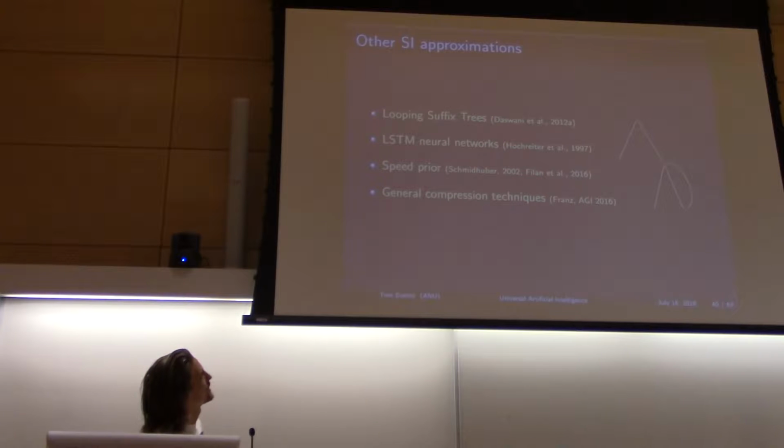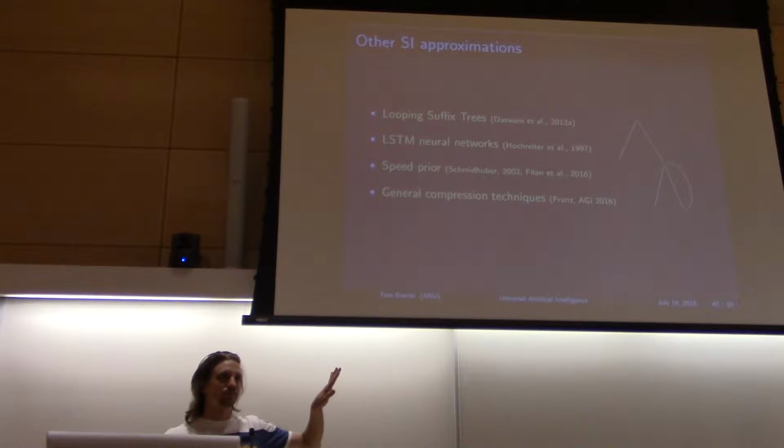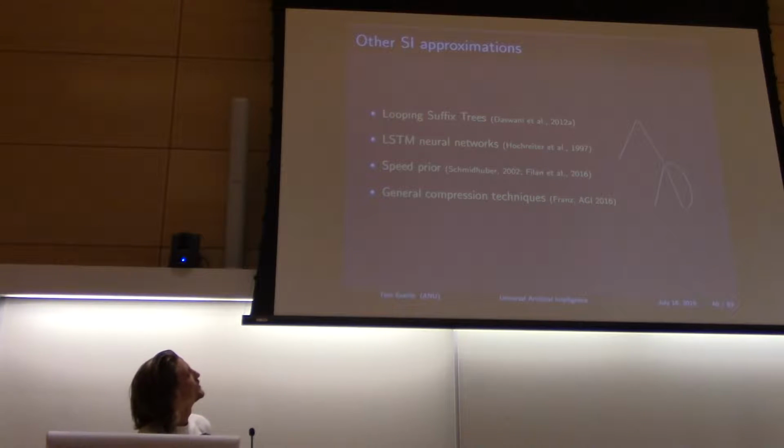You have to rely on approximations instead. But it does improve performance in environments where you have long-term dependencies. Long short-term memory neural networks is another idea that I haven't quite tried, but it's kind of a neural network which can store bits. So it would be cool to try an AIXI approximation based on this.